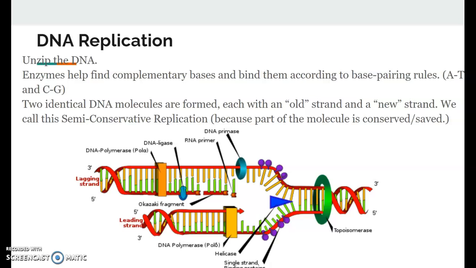All right. Two identical DNA molecules are formed, each with an old strand and a new strand, right? So when the DNA unzips, each original strand acts as a template. And again, you use the DNA base pairing rules to add on the new strand. So each new DNA has one new strand and one old strand. And because of this, DNA replication is said to be semiconservative, all right?